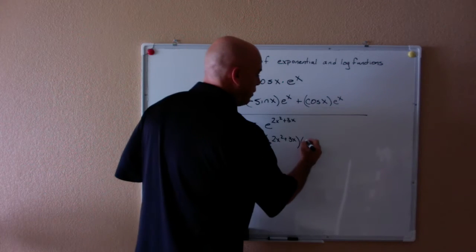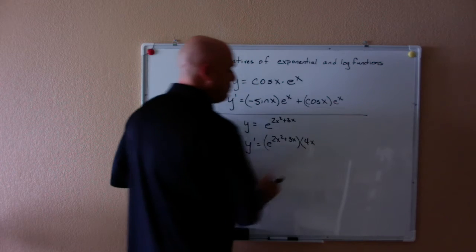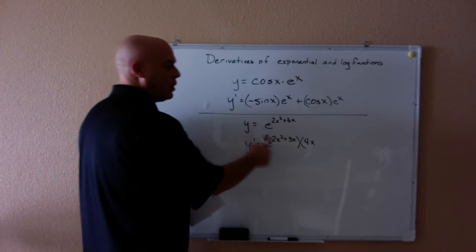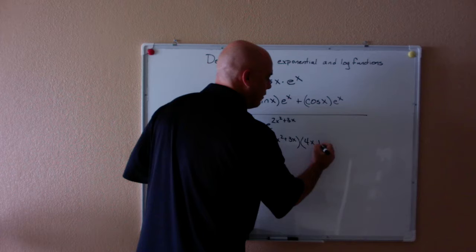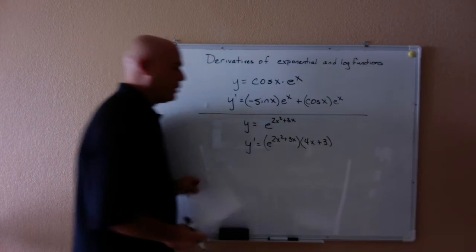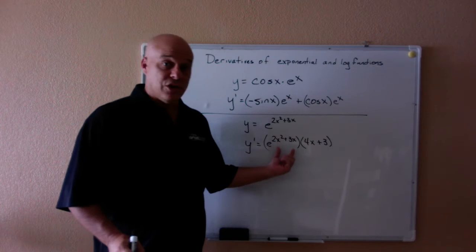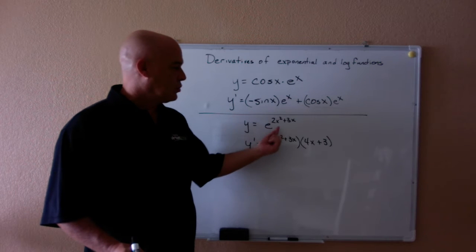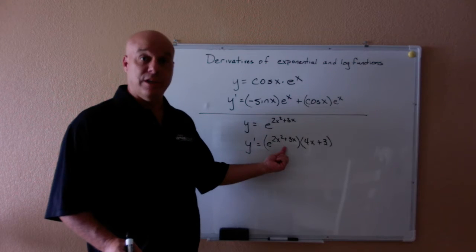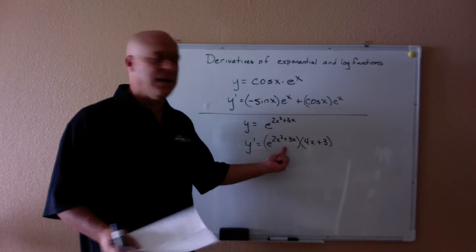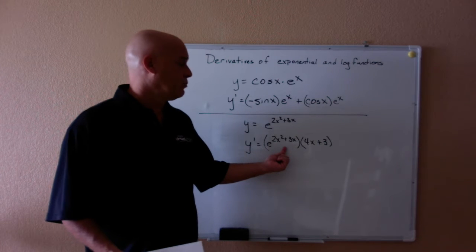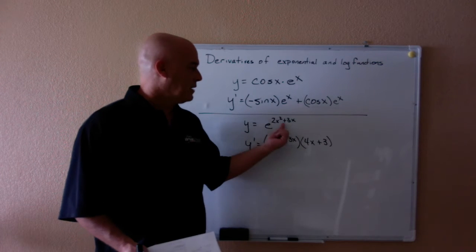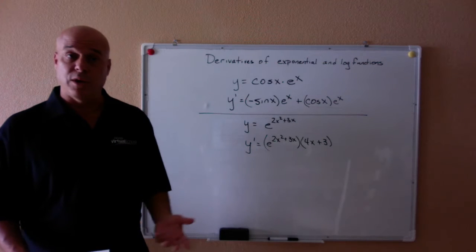So in this case, I would want to multiply that using power rule. The derivative of 2x squared is 4x, and the derivative of 3x is just 3. And so using the chain rule, with my e to the power of an exponential function, I bring down the exponential function. It doesn't change at all because of the rule for derivatives of exponential functions, and then I multiply that times the derivative of whatever that exponent is.